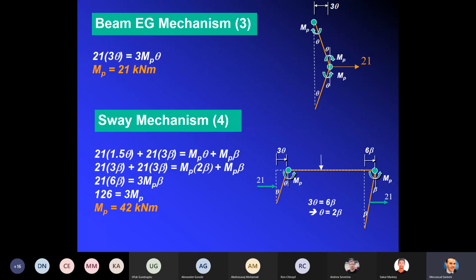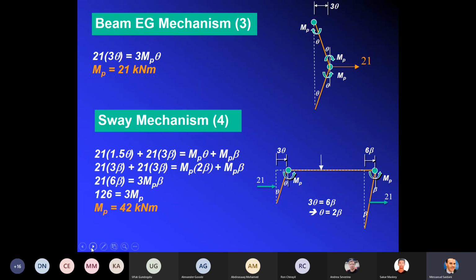So this is the sway mechanism. Now we are going to start considering the combinations. These are the independent mechanisms that we have identified. We said 4 independent mechanisms, and we've got the 4 covered here. Please notice that we have only got 2 hinges for these mechanisms, which is what we said at the start, that we only need 2 hinges for total collapse, and we have only got 2 hinges here.